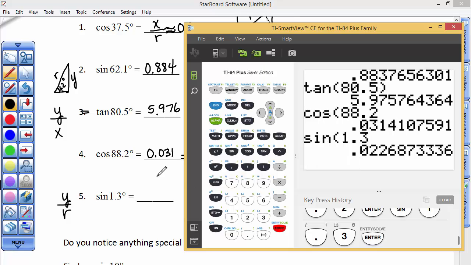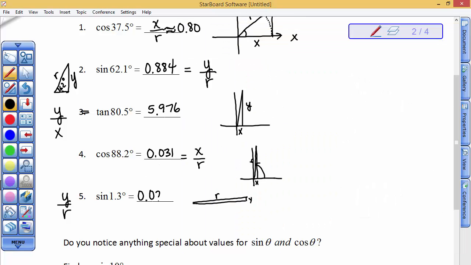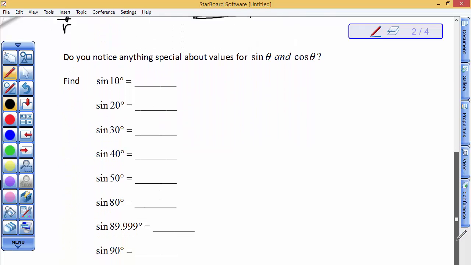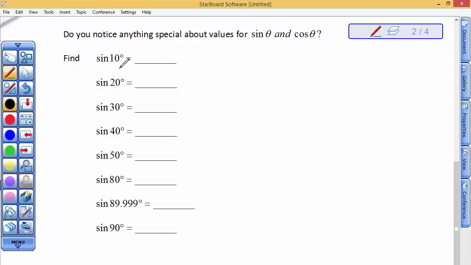Finally, I want to go ahead and finish this page. So do you notice anything special about sine 10, sine 20, 30, 40, 50, 60, 80? If you would type those on your calculator, here's the sine of 10 degrees. The sine of 20 degrees is 0.342. The sine of 30 degrees we've done recently, it's a half. 40 degrees, 0.643. 50 degrees, 0.766. You're just typing this on your calculator. Sine of 80 degrees, 0.98.